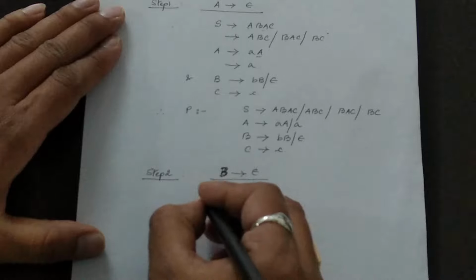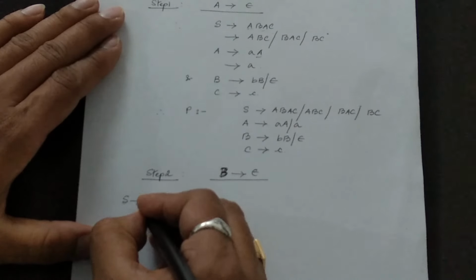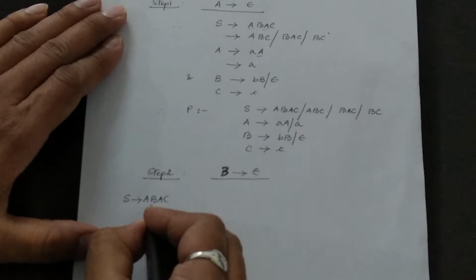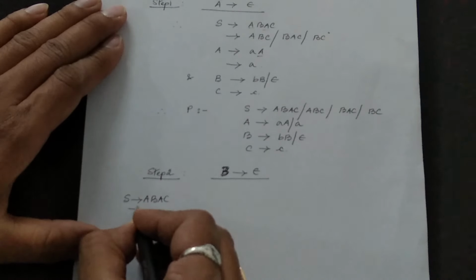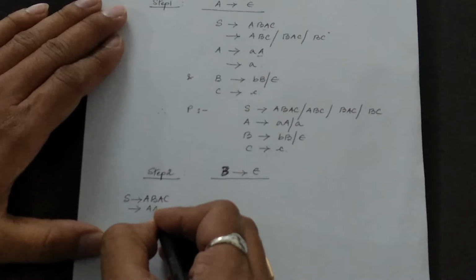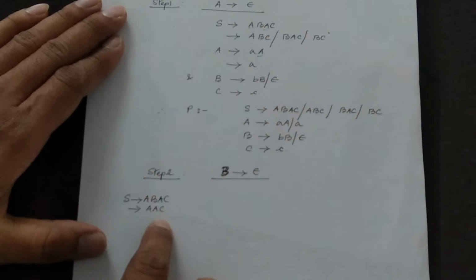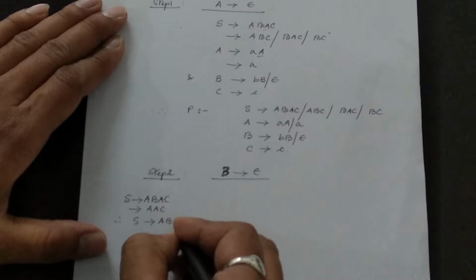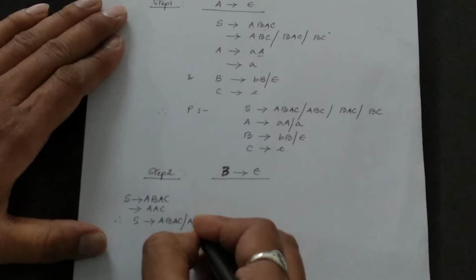Okay. Now, first production is S tends to AB, AC. Clear? Now, if I remove this B, then what will be the production? I'm writing directly, then it will be like AAC. Is there any other way or possible cases I can find out? No, this is the only case. Therefore, S will be having the productions AB, AC and AAC.